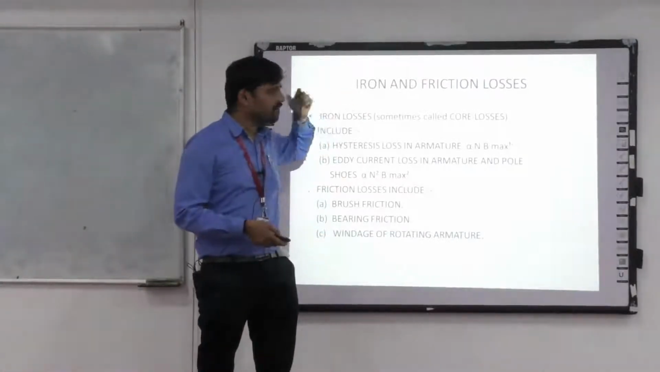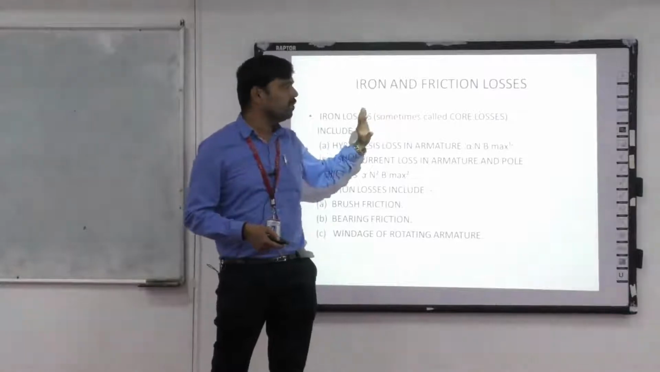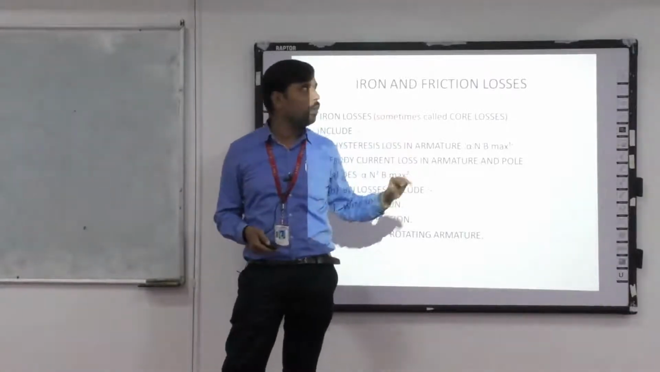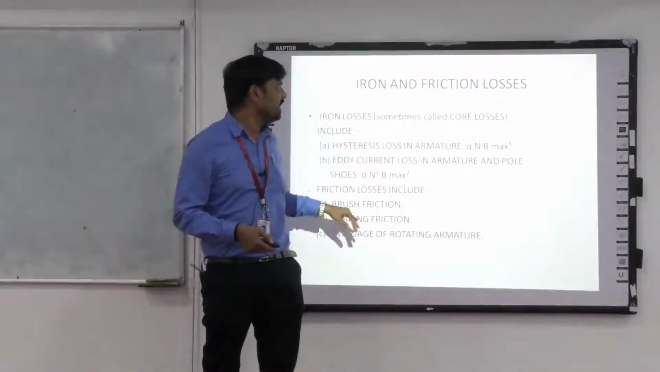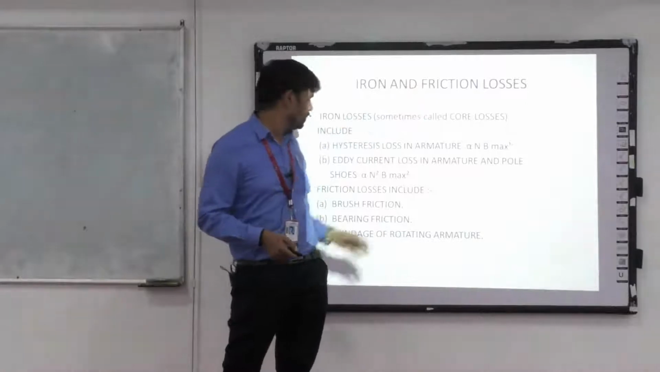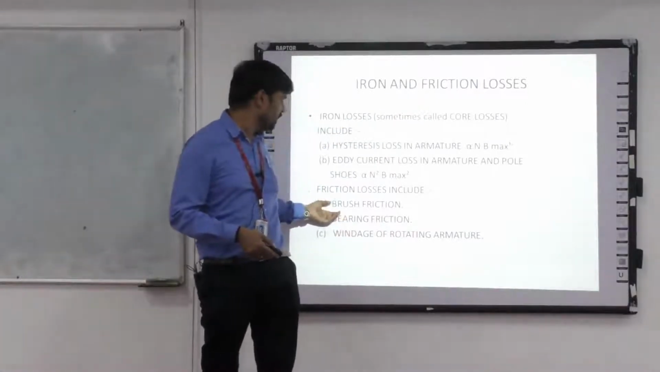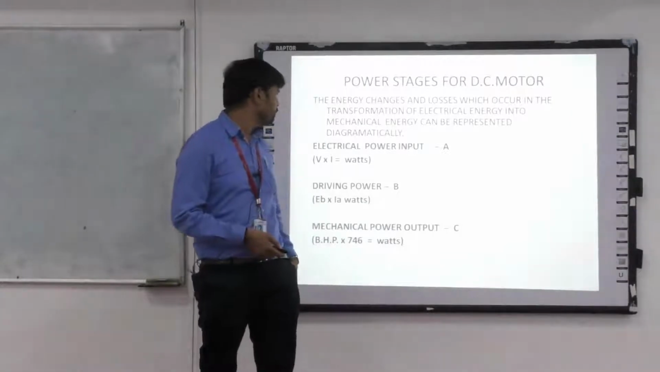You see the iron and frictional losses. Here the iron losses are nothing but core losses, because they happen in the core. They include hysteresis loss and eddy current loss. Frictional losses are in the mechanical parts: friction in the bearing, brush friction and windage in rotating machines.